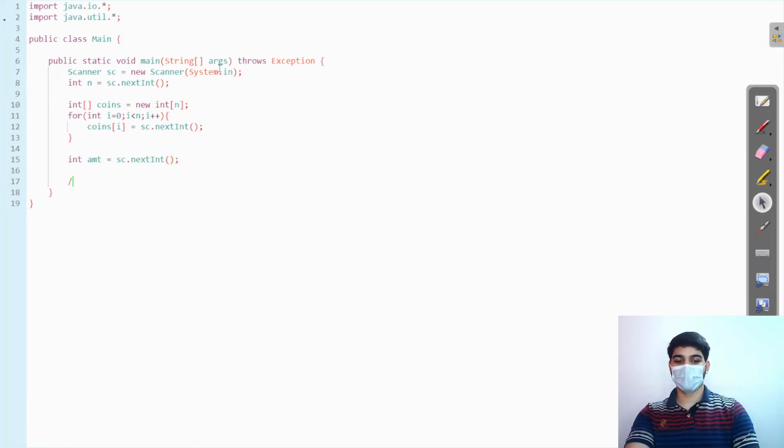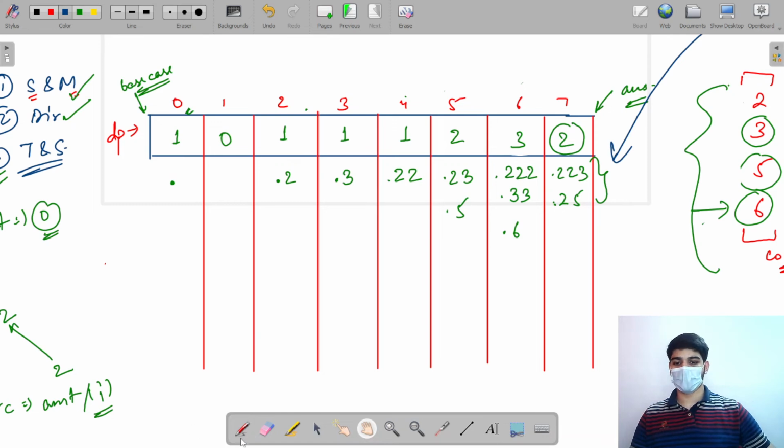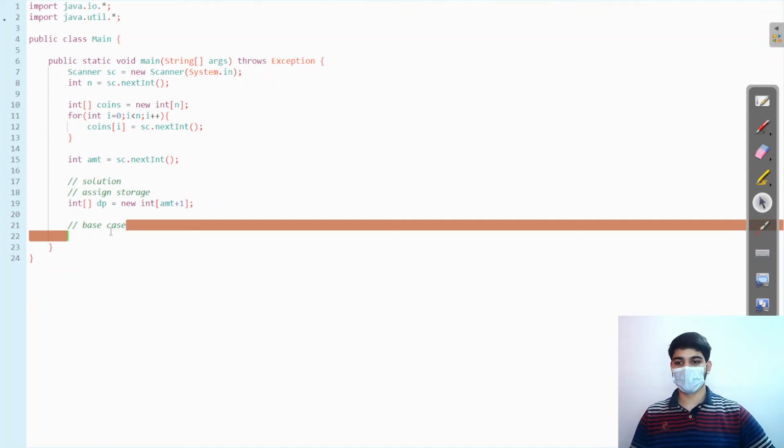Now, from over here, we would be writing our solution. The very first step in our solution is to assign storage. So what was our storage? Our storage was a 1D integer type array of size amount plus 1. Then what was our base case? Our base case, if you remember, was that when we are at position 0, there is only one way to pay 0, that is we don't do anything. So dp of 0 would always remain equivalent to 1. This is our base case.